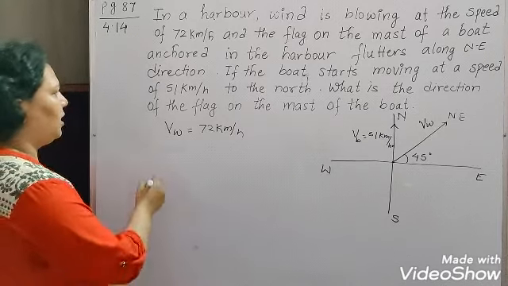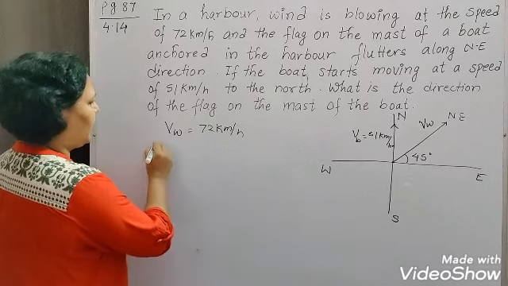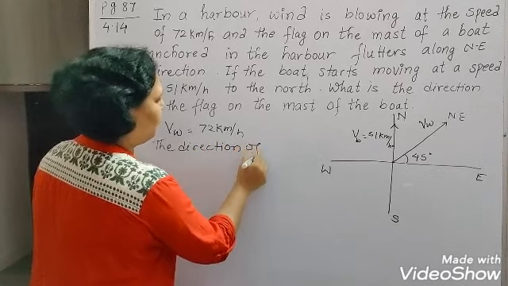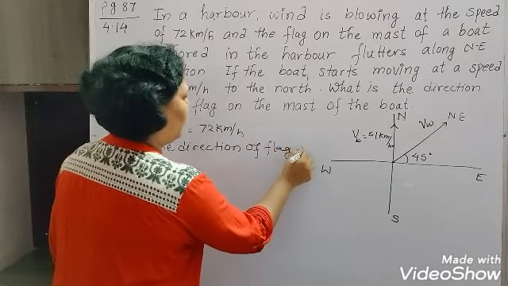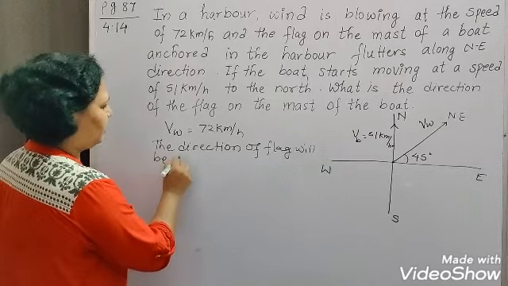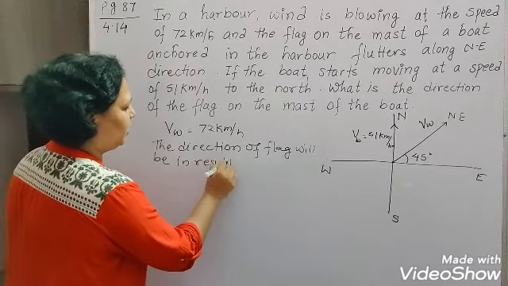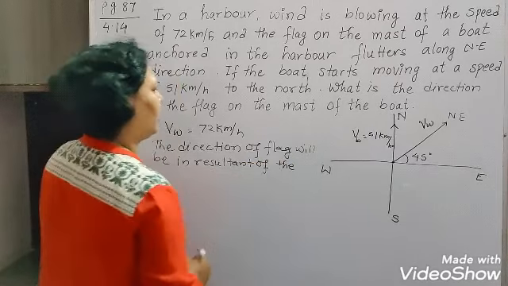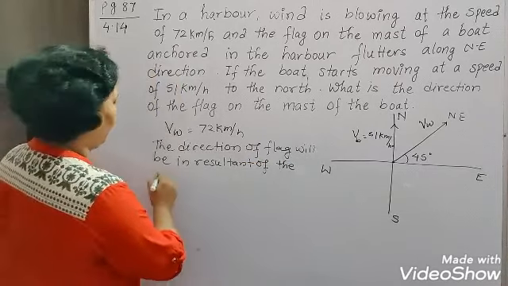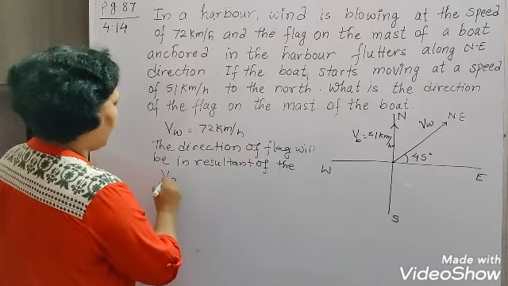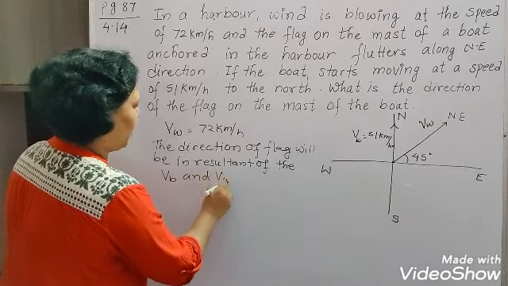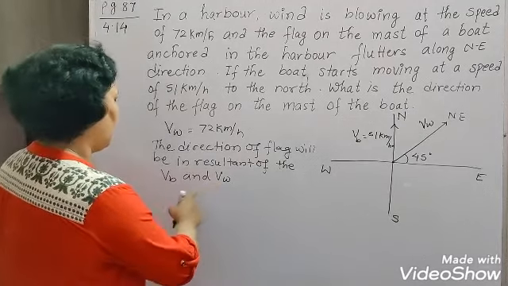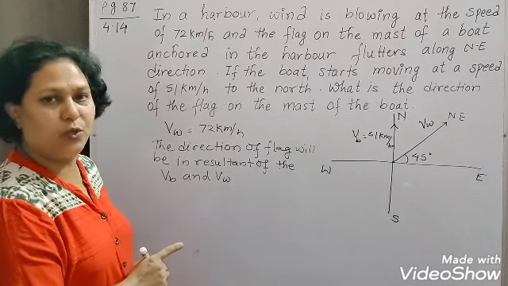So actually the direction of the flag, if we write the direction of the flag, will be in the resultant of these two vectors, you can say the velocity or the speed of the boat VB and VW, and it will be in this direction. Which direction? That will be equal to the velocity of wind with respect to boat.